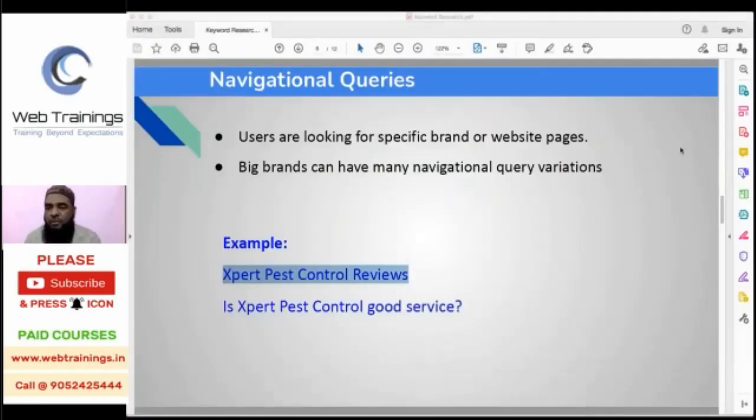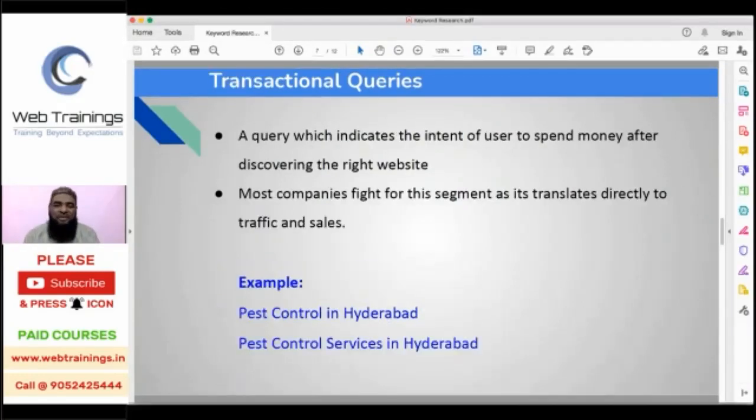I hope everyone understood this point. Please ask any questions here in navigation. It's very simple actually. There will be lots of navigational queries depending on how big your brand is. Yes, please, any questions, please ask. Wants to fight for this query.